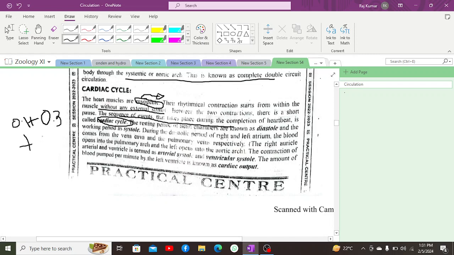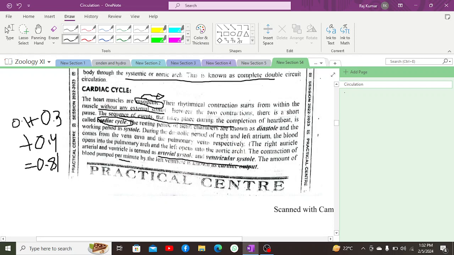After which there was, what do we call it, the diastole. When you add these values, we get our answer, 0.8, which is the total time period for a single cardiac cycle. And the resting period of heart chambers is diastole, working as systole. And here the right ventricle and ventricle is termed as atrial systole and ventricular systole.